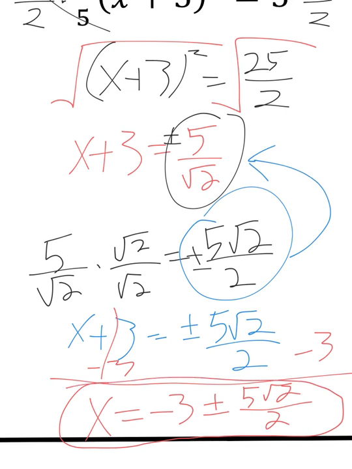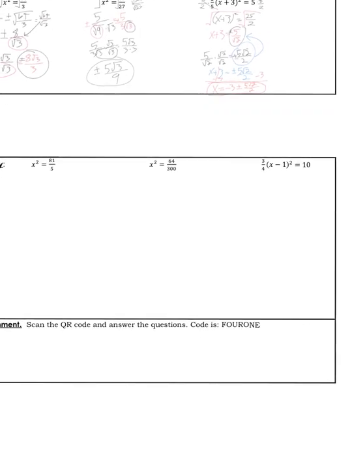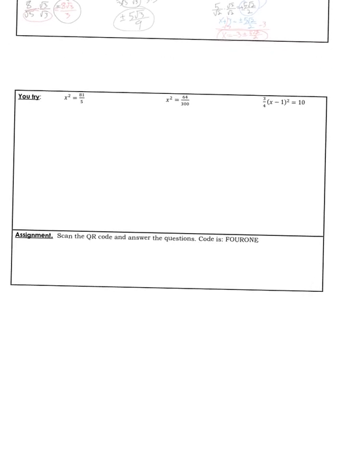You could type that into your calculator: negative 3 plus 5 square root 2 over 2. Press enter, get that, and then negative 3 minus 5 square root 2 over 2. Press enter and get that answer. But yeah, that's basically it. So I gave you 3 examples to do on your own. So why don't you try those right now?